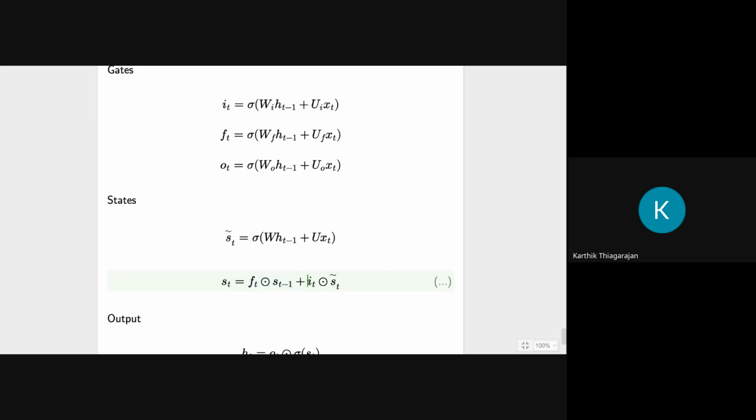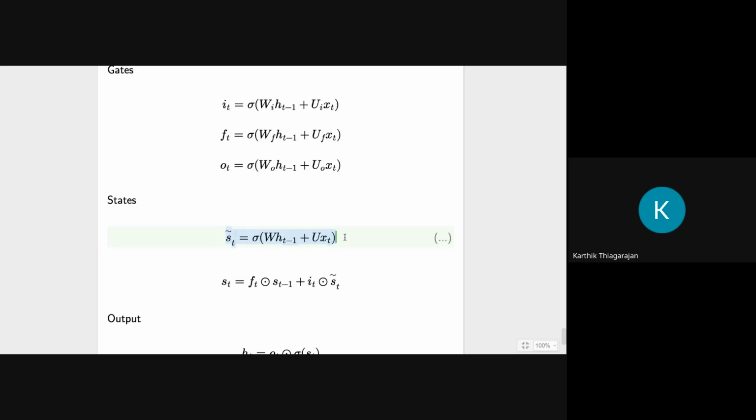The input gate is telling you what to select from the current time step. That is what S tilde T is. This is your usual RNN state in some sense. That's why there is no subscript here. So this is how your RNN state is.